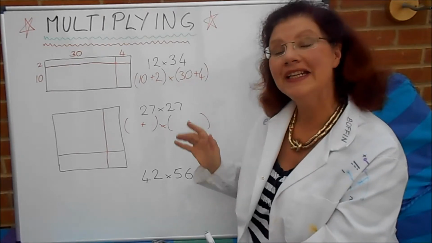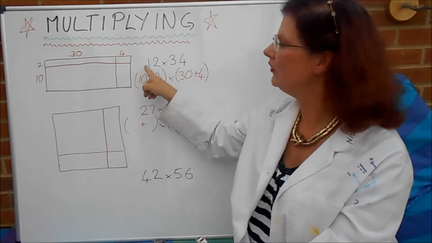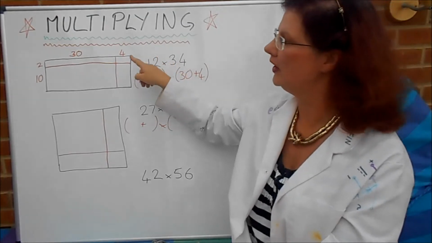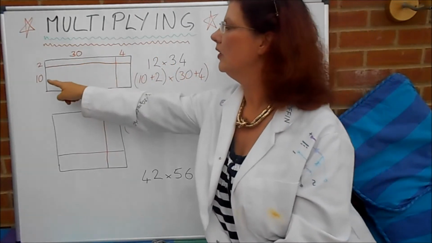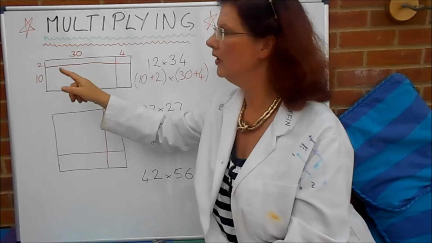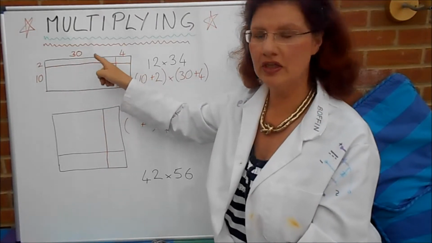Hi there again. Right, here are some for you to try. For the first one, we're doing 12 times 34, and I've drawn my rectangle, 12 high, 10 plus 2, and 34 wide, 30 plus 4.